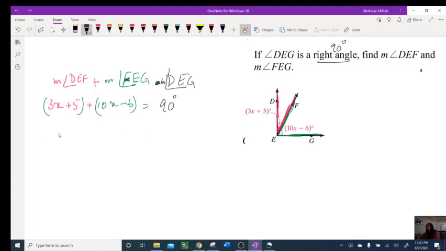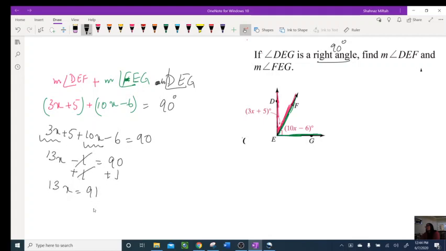Let's figure it out. If we know the x, then we can plug in x here, and we can find the angle measurements. So let's find x. Now I have 3x plus 5 plus 10x minus 6 equal 90. This is an equation. Like terms, like terms. 10 plus 3 will give me 13x. 5 subtract 6 will be negative 1, and that 1 is jumping over the equal sign, so opposite operation. 13x equal 91.